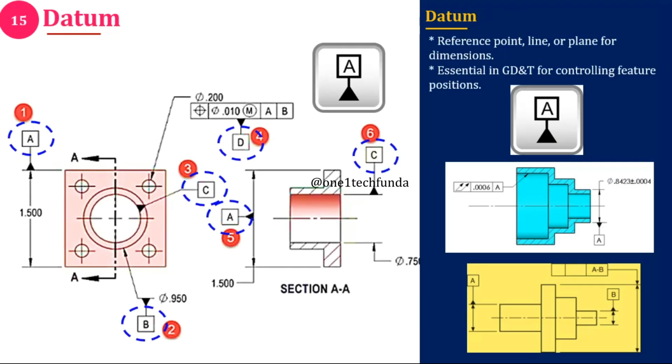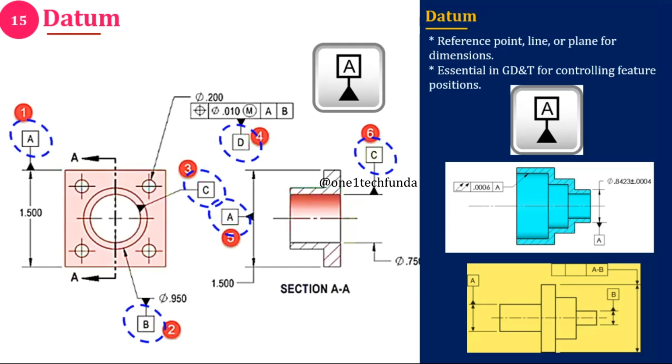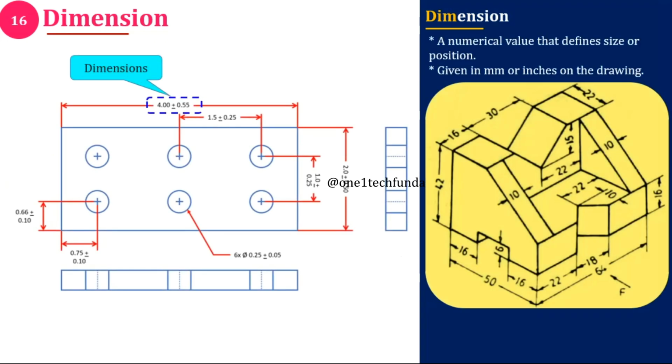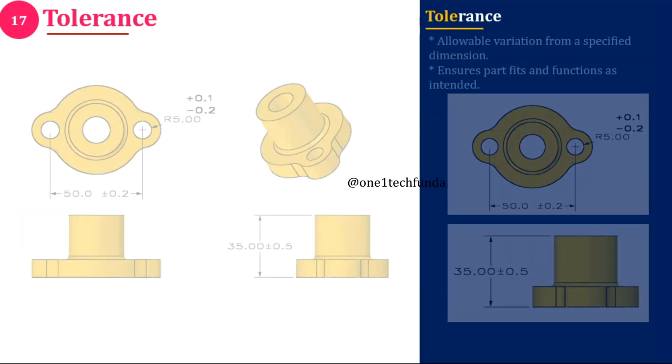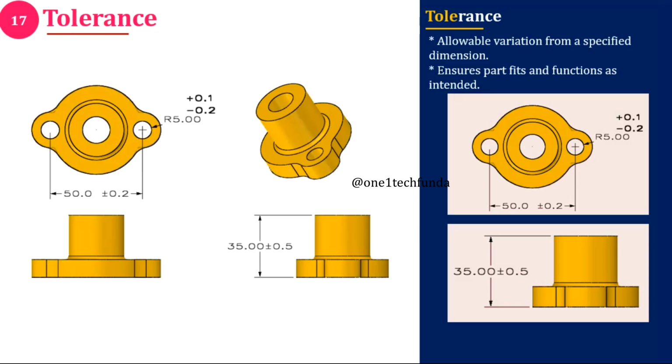Datum. A datum is a reference point, line, or surface from which measurements are taken. It is like a base or origin in measurement. Dimension. A dimension is the numerical value indicating size, distance, angle, or location of a feature. It is usually given in millimeters as per ISO standards. Tolerance. Tolerance is the permissible variation from a specified dimension. No manufacturing process can achieve exact size, so tolerances ensure functionality even with small variations.